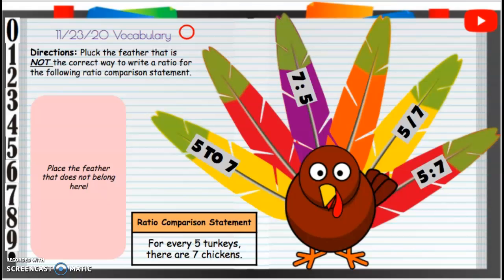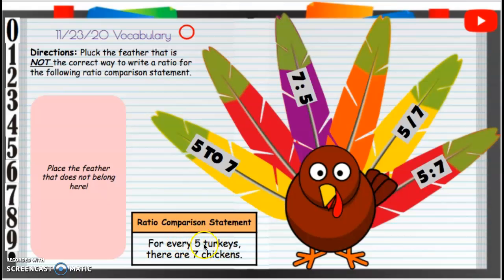November 23rd, 2020, vocabulary. All right, our directions: Pluck the feather that is not the correct way to write a ratio for the following ratio comparison statement. All right, so our ratio comparison statement is down here. For every 5 turkeys, there are 7 chickens.